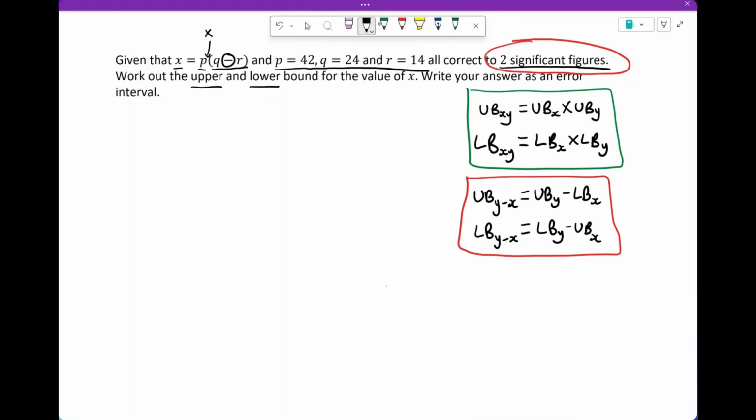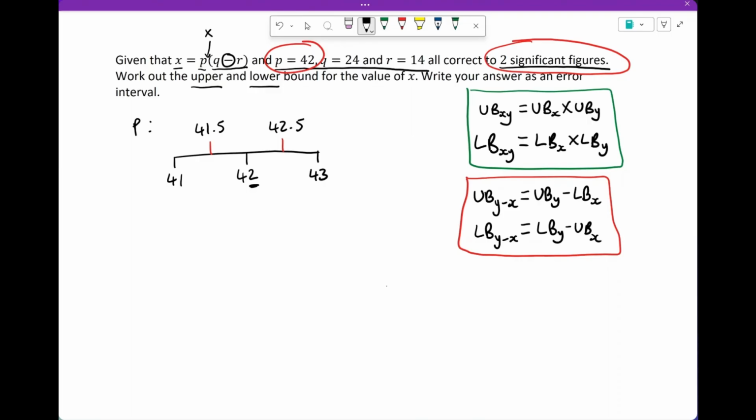So let's do it for p. So p is equal to 42. So what I'm going to do is put 42 in the middle of my number line. And it's two significant figures. So the second significant figure would be the 2. So we're going to add 1 to that place value to get 43 and subtract 1 to get 41. Then my bounds are going to be my midpoints. So it's going to be 42.5 for my upper bound and 41.5 for my lower bound.